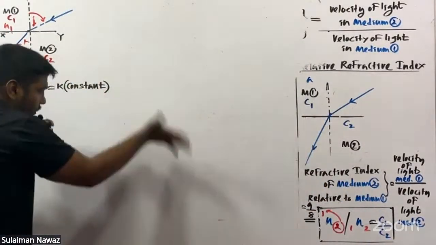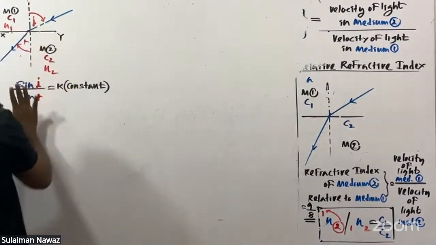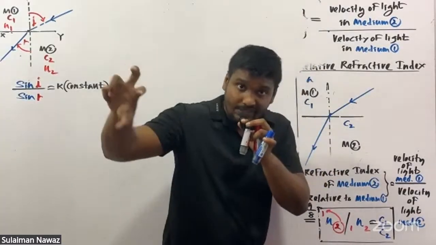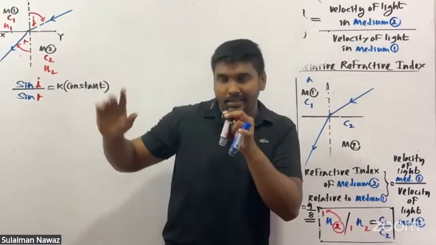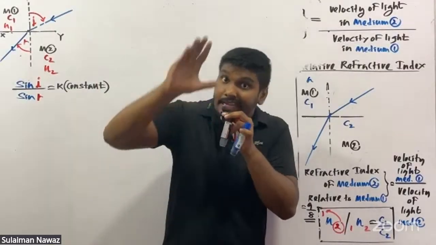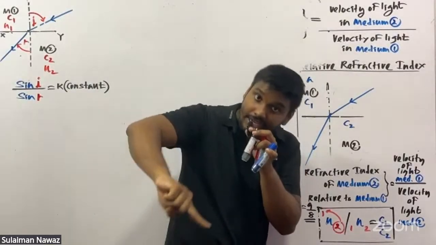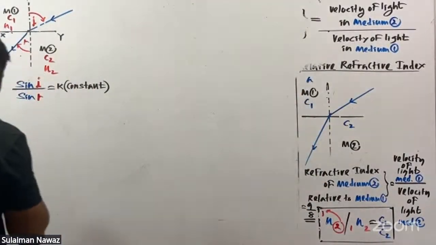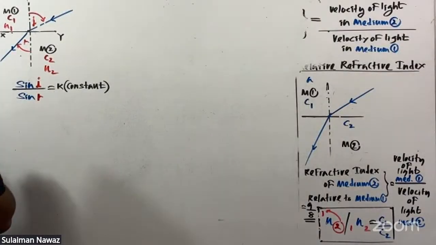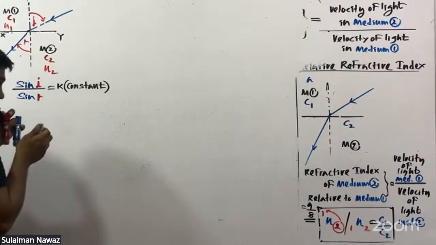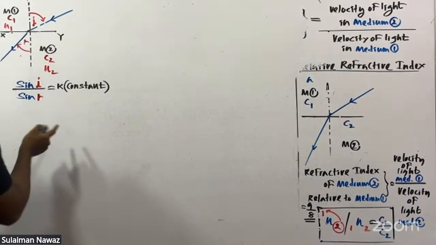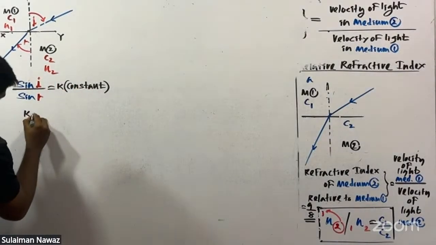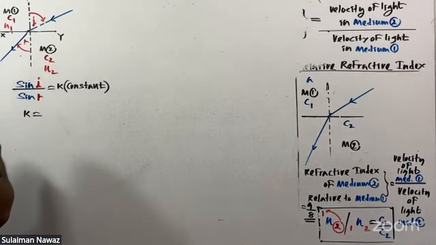Now Snell told that sine I to sine R is always a constant. Further, when they studied this, they realized that this constant sine I to sine R ratio is exactly equal to the refractive index of medium 2 relative to medium 1. This constant K equals the refractive index of medium 2 relative to medium 1.